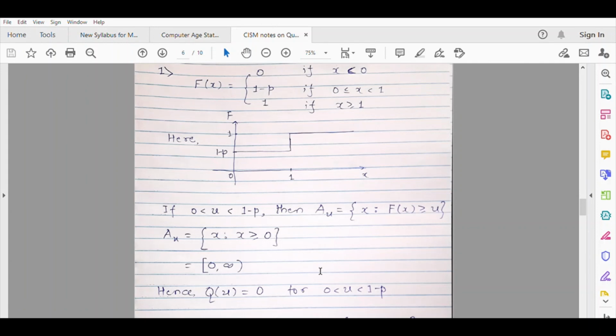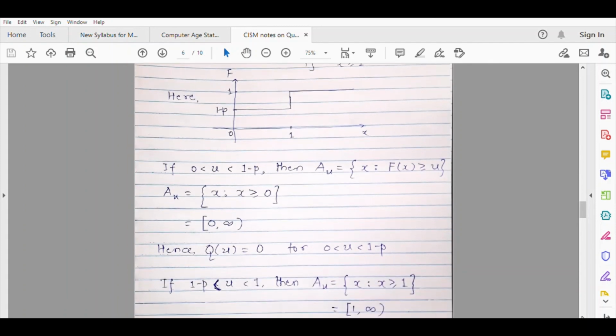So u will be between 1 minus p to 1. So let us take u lying between 1 minus p to 1. Then A_u will be the collection of all x such that f(x) is greater than or equal to u. Now it is here. So it has crossed the value 1 minus p. So only one distinct value of f remains there. That is 1. Because f does not take any value between 1 minus p to 1. Look at the values assumed by f very carefully. It takes value 0, it takes value 1 minus p, or it takes value 1. Only these three possibilities are there.